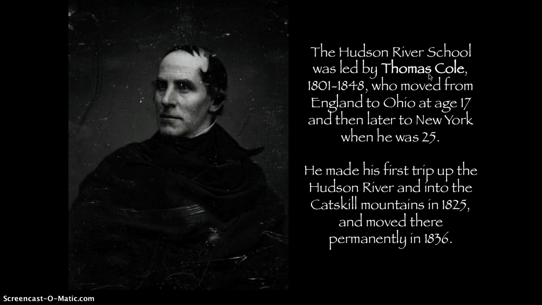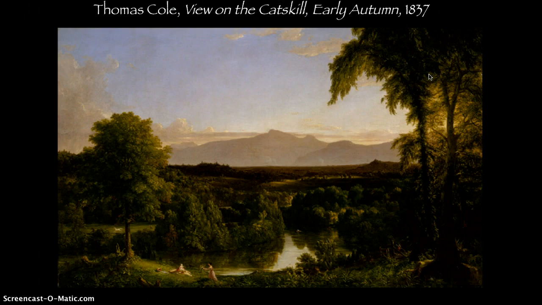It was led by Thomas Cole, who you see here, who moved from England to Ohio when he was 17, and then later to New York when he was 25. And in 1825, he made his first trip up the Hudson River and into the Catskill Mountains before moving there permanently in 1836. And the types of things that Cole painted really showcased a rugged American wilderness and wilderness on a grand scale. This is View on the Catskill, Early Autumn from 1837. You can see the mountains in the background. And the people are included here too, but they're not the focus of the painting. They give a sense of the vast natural landscape of America.